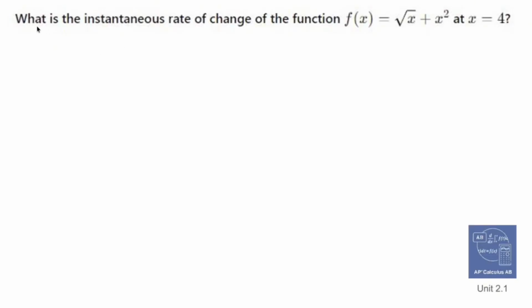All right, you ready for a killer? Because this is going to be a rough one. What is the instantaneous rate of change of the function f of x equals the square root of x plus x squared at x equals 4? The formula for the instantaneous rate of change is the limit as h approaches 0 of f of x plus h minus f of x all over h.